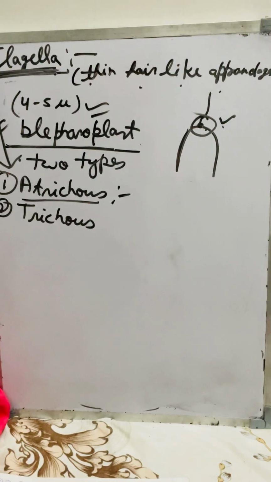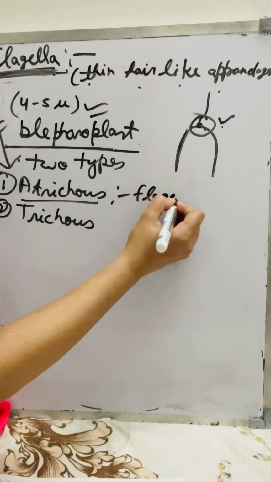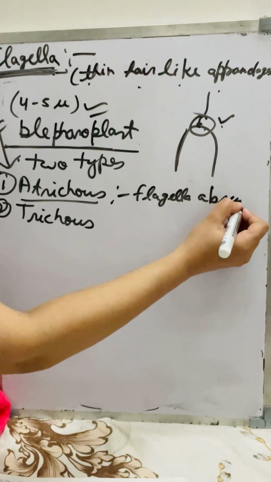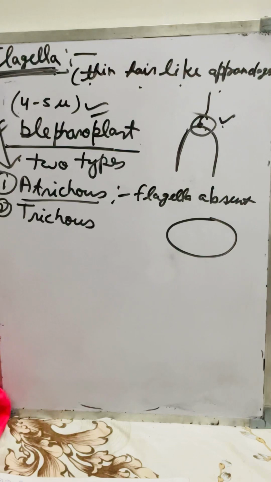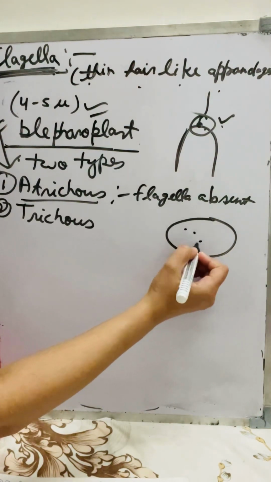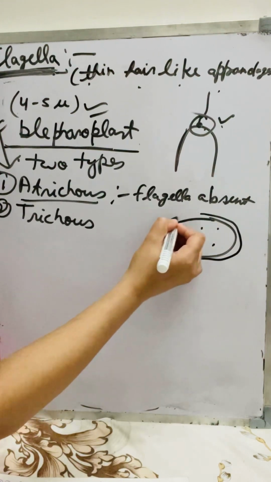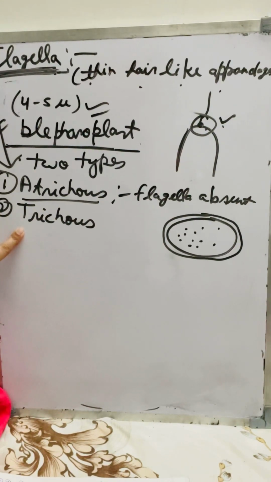Atrichous bacteria are those bacteria which have no flagella. Flagella, or flagellum, are absent, like in coccus bacteria and Lactobacillus bacteria. There is no flagellum like this. That is the atrichous bacteria, and the second is trichous bacteria.